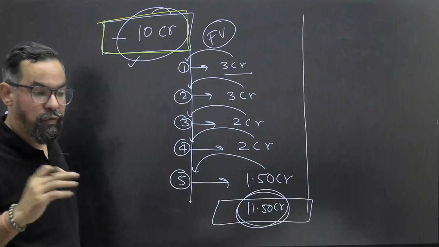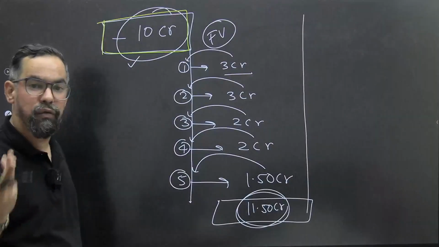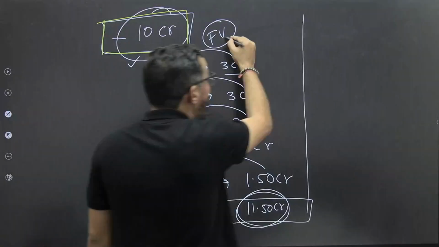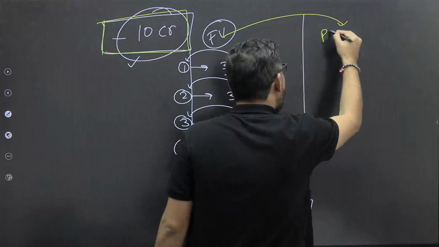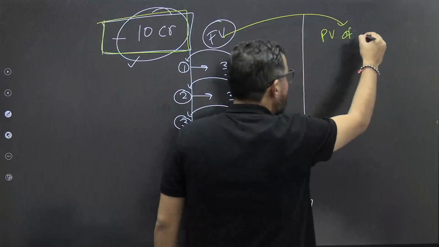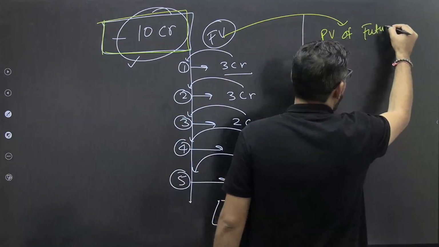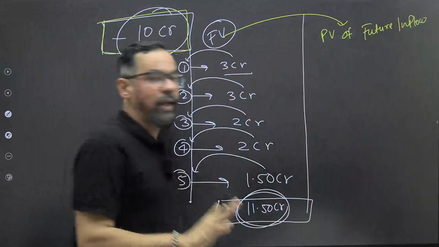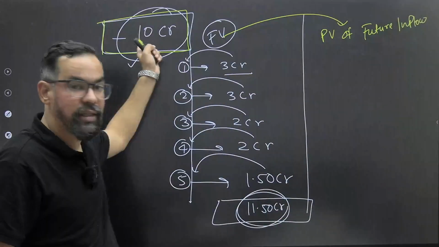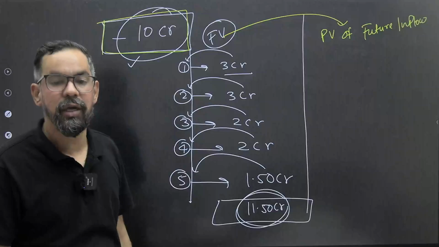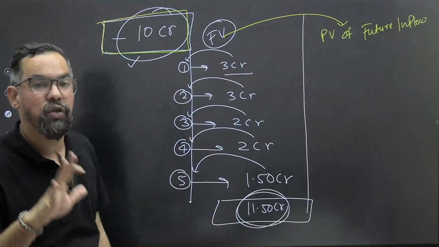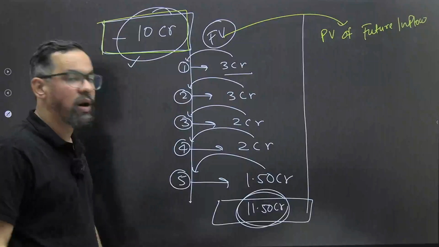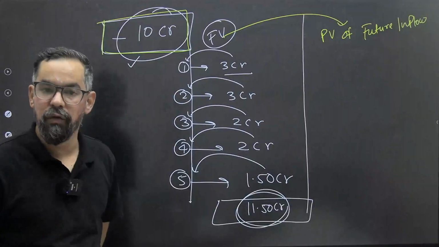So if your outflow is today, your future inflows should be at present value. So you have to calculate the present value of these future inflows. And if the total is greater than the outflow, then accept this project, otherwise reject. That is the logic we generally use while we invest. Please listen carefully. Now, how will you calculate the present value of future inflows?